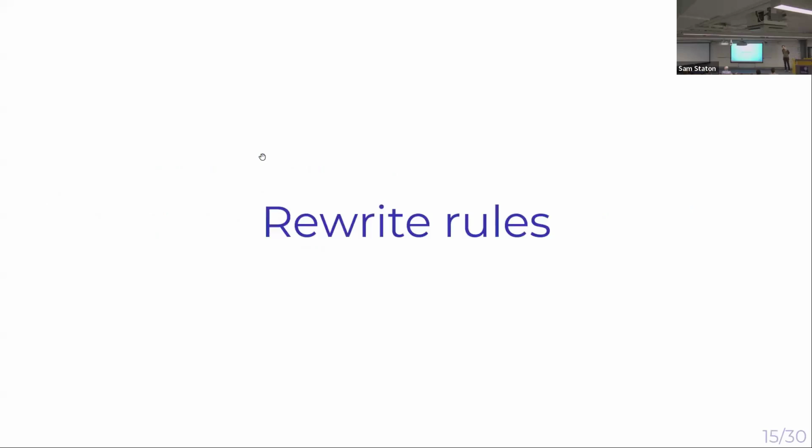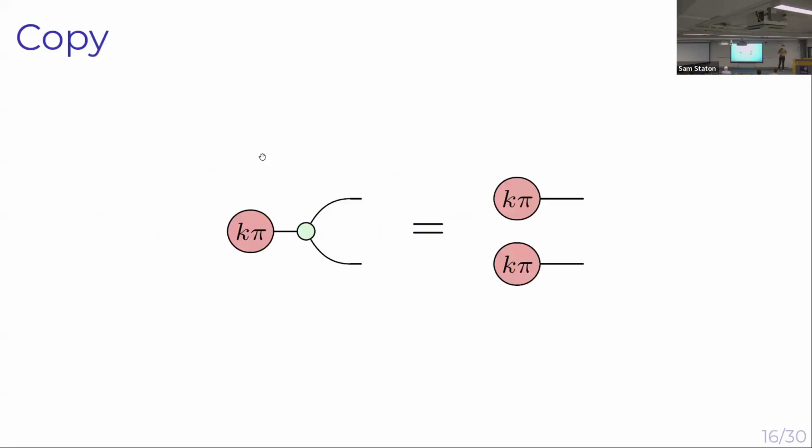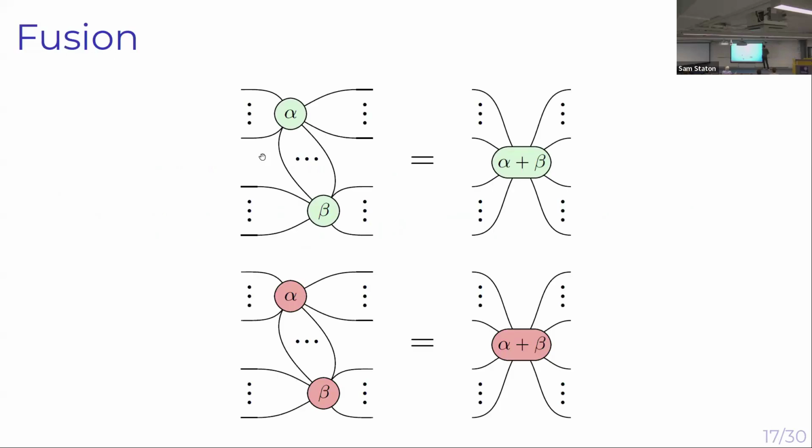Other than representing diagrams and quantum processes, we can also reason about these. Therefore, we have a set of rewrite rules, and we have actually seen quite a lot of them. This is the copy rule. This is how we have described the action of the Z spider, so this is called the copy rule. We also have the fusion. The fusion is something else we have seen an example of.